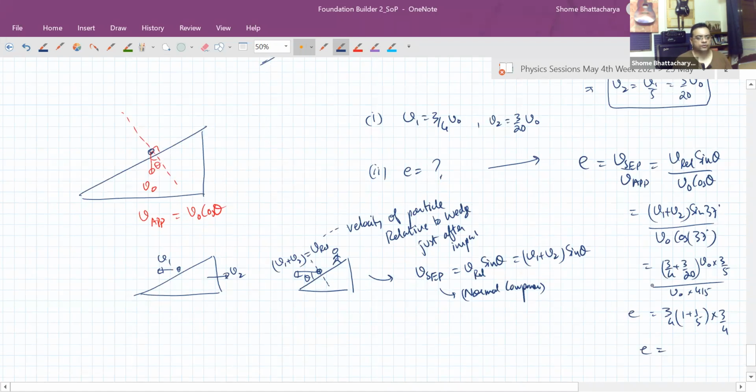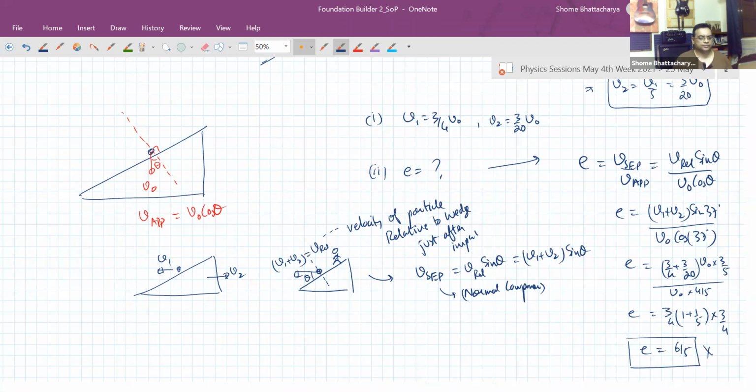Still, I'm getting a strange value of coefficient of restitution. Getting it as 6 by 5, which is technically not possible because the coefficient of restitution should be less than 1. Which means I have to adjust the ratio of masses or something over here.